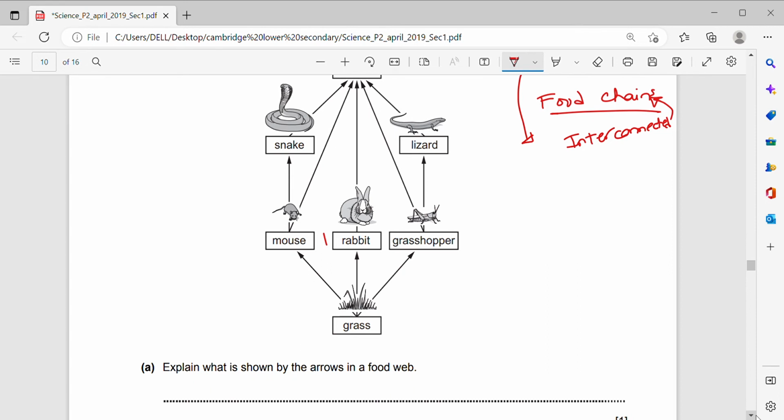Okay, explain what's shown by the arrows. The arrows here represent the flow of something. Flow of what? Flow of energy. So the answer is energy flow.